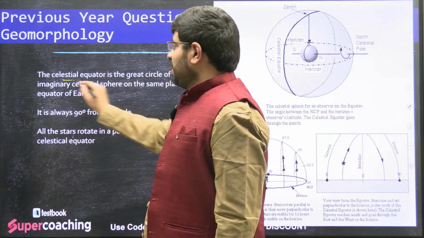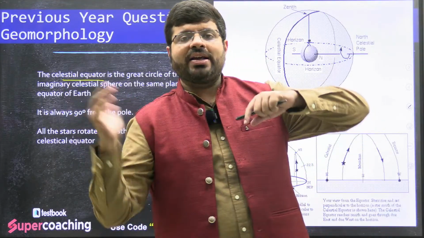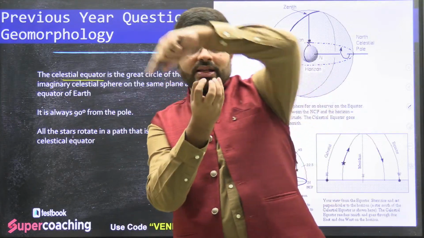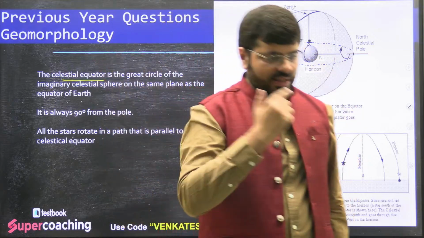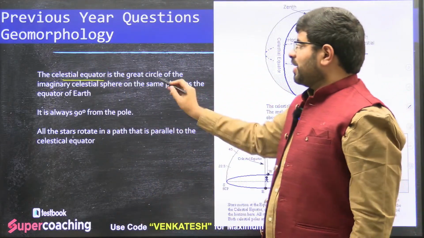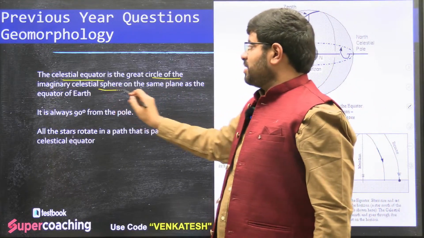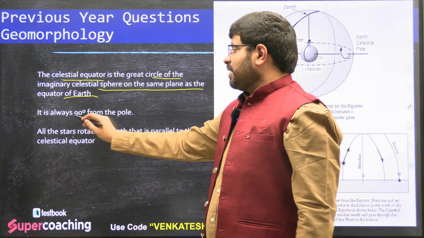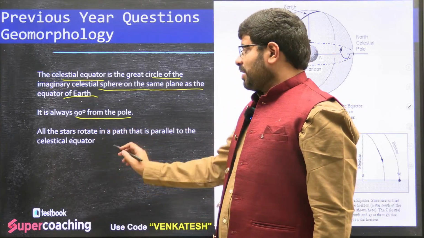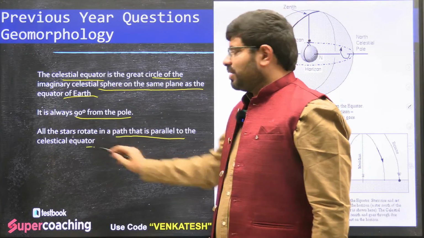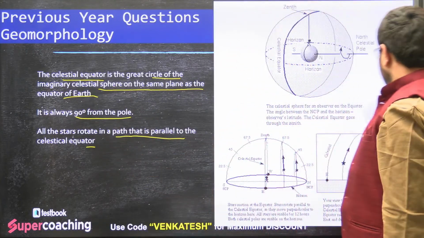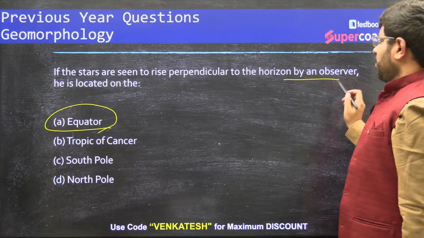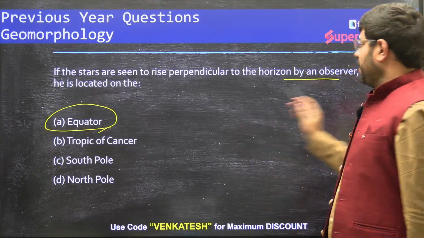If you see the celestial equator, it is the line around the equator. Imagine this is a globe, this is the equator, and the line around the equator is called the celestial equator. The celestial equator is a great circle of the imaginary celestial sphere on the same plane as the equator of the earth. When you see from that, it is always 90 degrees from the pole. All the stars rotate in a path that is parallel to the celestial equator. So if the stars are seen to rise perpendicular to the horizon by an observer, you will be at the equator.